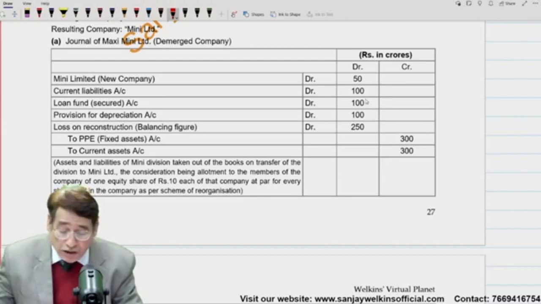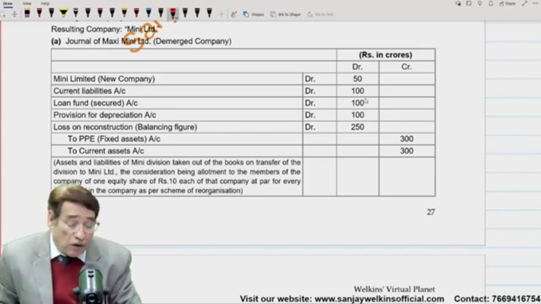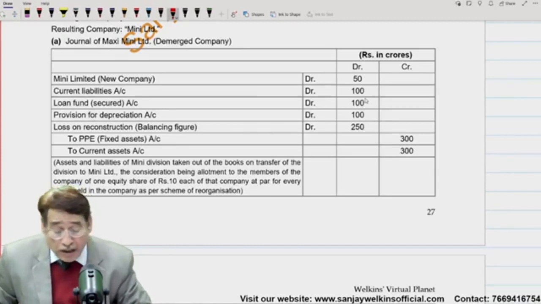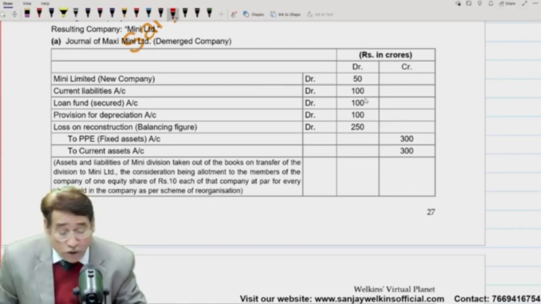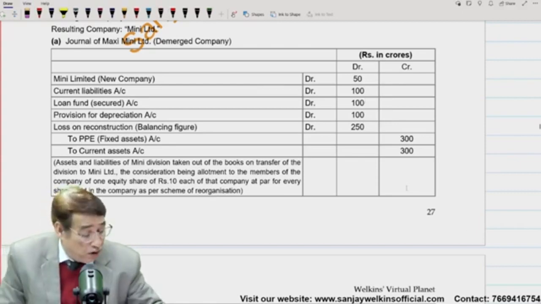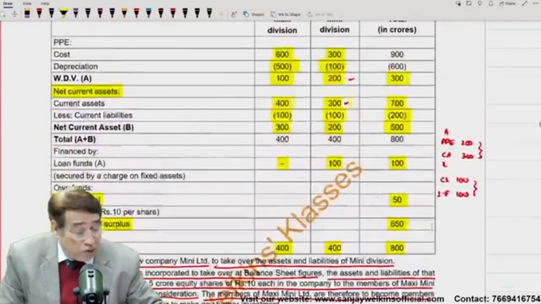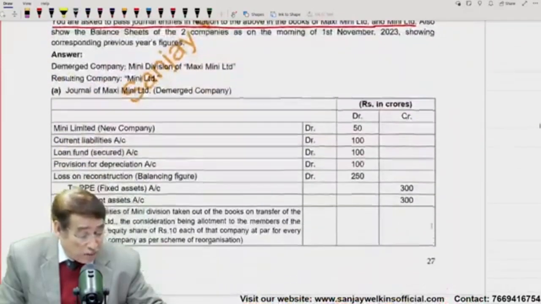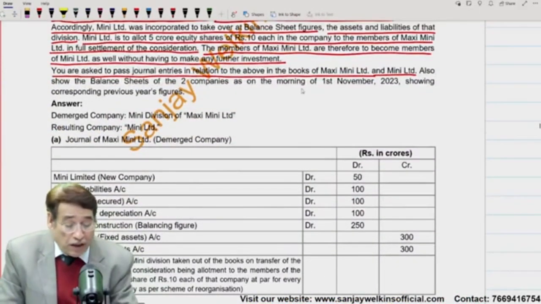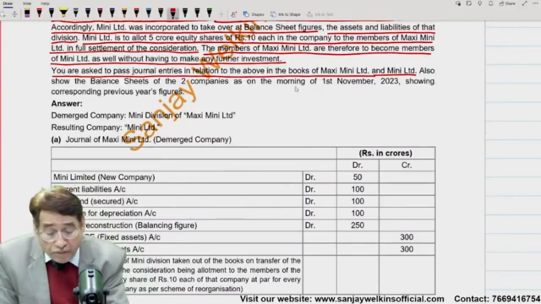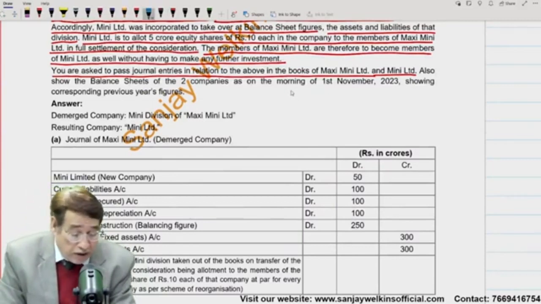We have already done question number 3.1, and I think for 3.2 you should be in a position to do it. Right, sir? Okay, if you are in a position to do it, then let me actually ask you, because if I unfold the solution before you, you will be able to tell me the answer quite easily. You tell me what will be the first entry in the books of Maxi Mini Limited.